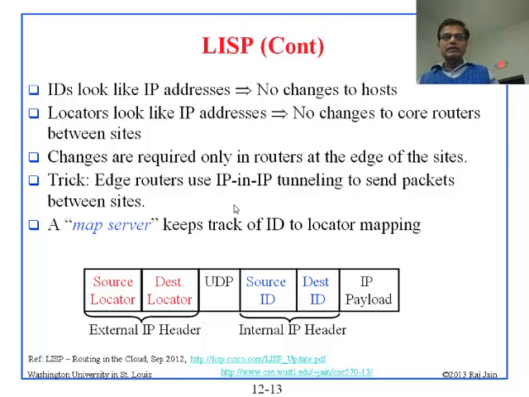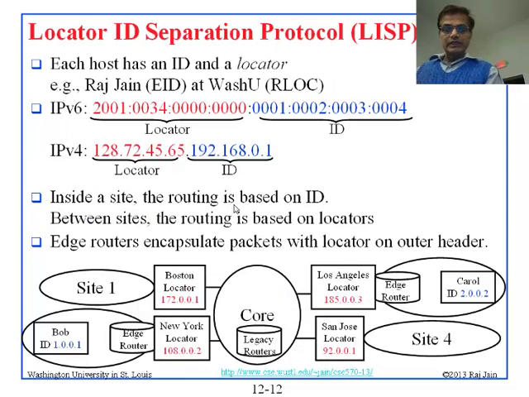Okay, so the IDs look like IP addresses, so there are no changes to the host. Now this host doesn't really know; it knows that 1001 is the address assigned to it, so it thinks that this is its IP address, but it is the ID. That is the ID that remains the same. Even if Bob were to go to the other site, it will have that 1001.